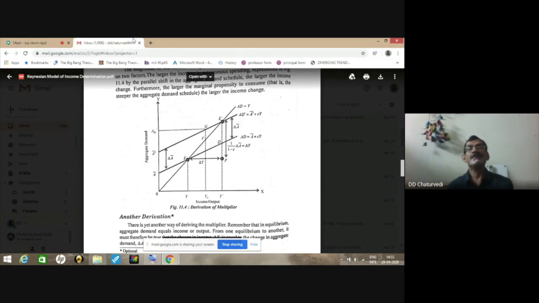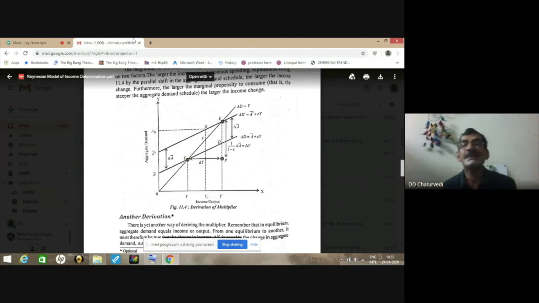Again, in the second round, there will be a movement in the vertical direction and an equal movement along the horizontal direction. Every movement along the vertical direction will show the expenditure for a different round, and every corresponding movement in the horizontal direction will show the corresponding income created. Finally, we reach point E dash through a process that is called the dynamic multiplier.